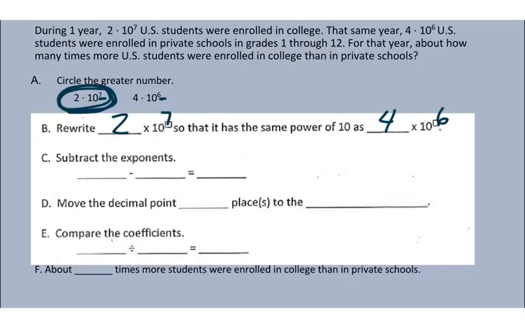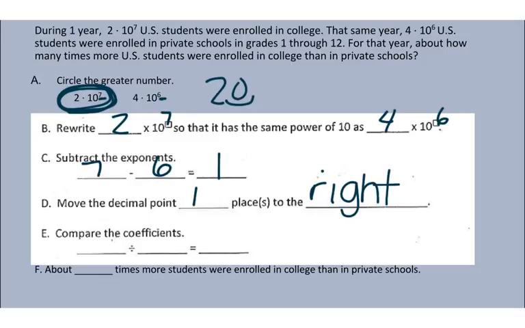Here's how that's going to work. You ready? I take the 2 exponents and I subtract them. 7 minus 6 equals 1. Now I'm going to move the decimal place 1 place to the right because the number is bigger. Okay? Now I'm going to compare the coefficients. All right? So it was 2, and I'm going to move it 1 place to the right. That gives me 20. Now they have the same power of 10.